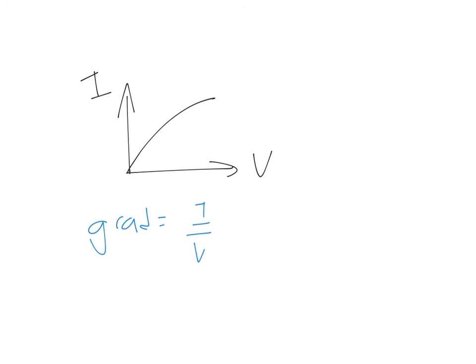I'm not talking about the tangent. I'm drawing a line from the origin to every point here. It's always a line from origin. And the gradient I over V gives me 1 over R, because V over I is R, so I over V is 1 over R. So is my gradient increasing or decreasing? Decreasing. So if the gradient is decreasing, that means my resistance is increasing. So I can predict or actually interpret the graph as the resistance is increasing when the voltage is increasing. Okay?